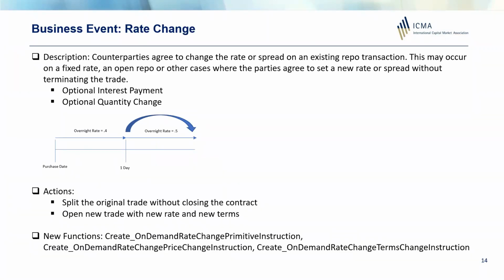In a rate change, the counterparties have agreed to change the rate or spread of an existing repo transaction. This will typically occur on an open repo or other cases where the parties agree to set a new rate or spread without terminating the trade. To execute a rate change in the repo, we'll split the trade, open a new trade, and set a new rate without exchanging cash or securities.